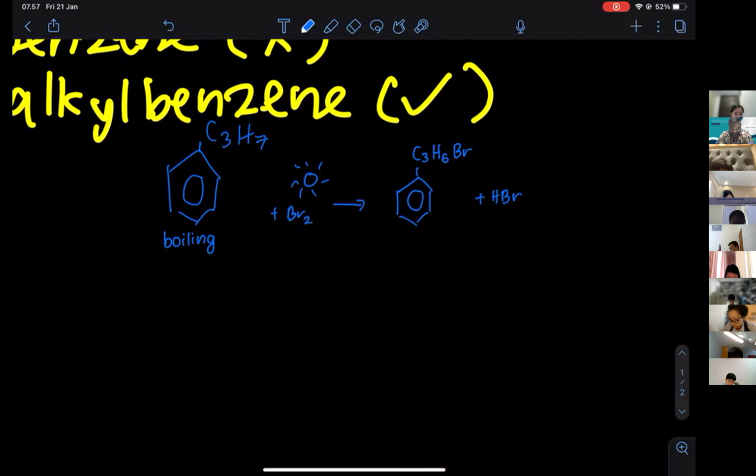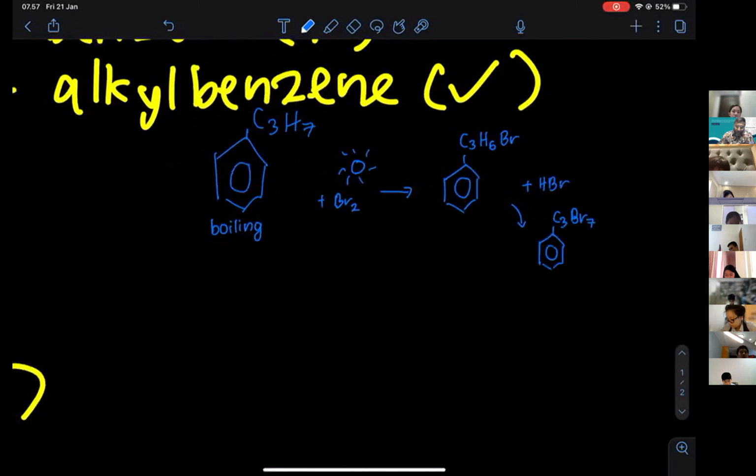But now, I still want to show that if this reaction continues until all the hydrogens are substituted, what you are going to get is C3Br7. This is what we are going to have if the reaction completely happens.